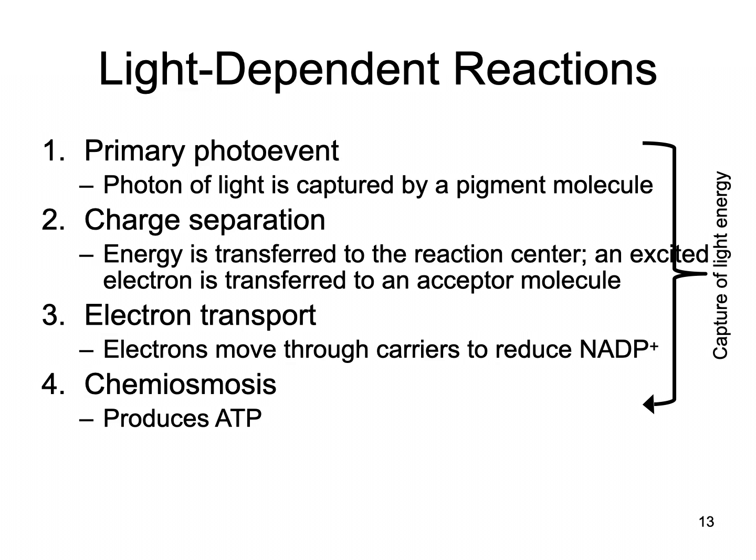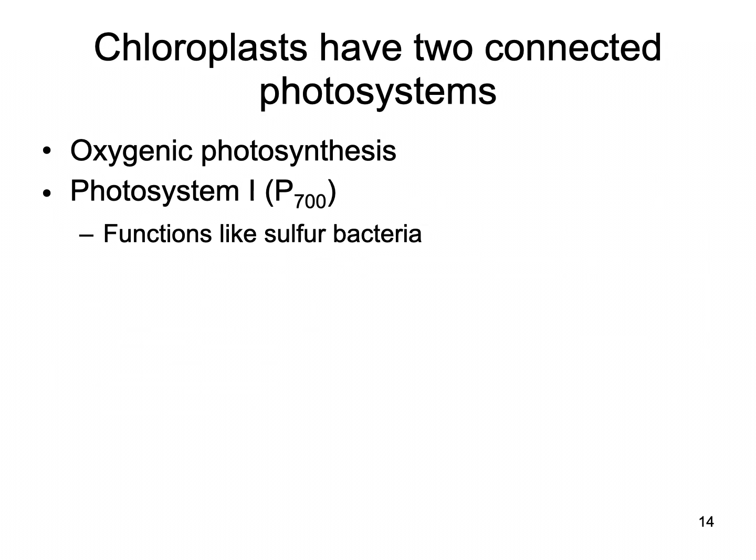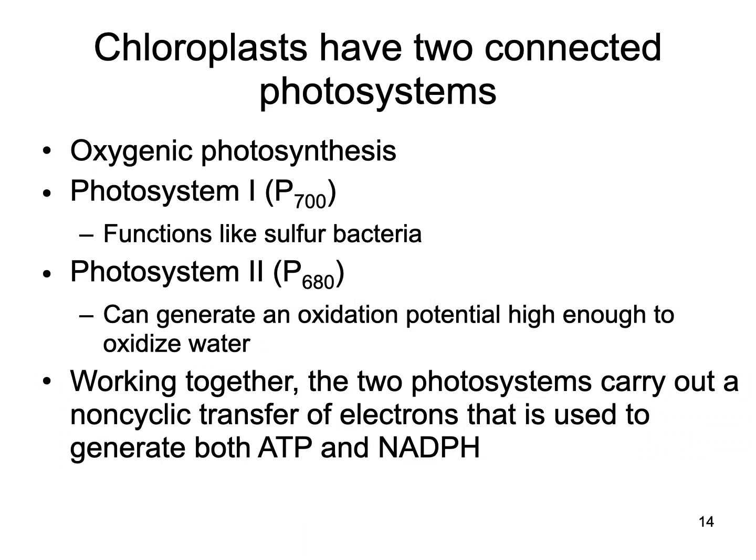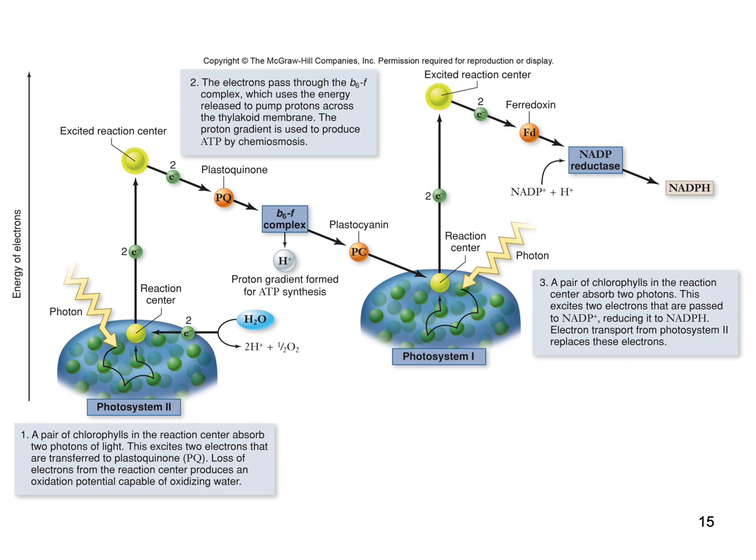that's ATP synthase. Okay, chloroplasts have two connected photosystems, one that functions a lot like sulfur bacteria, and a second one that functions to generate enough potential to oxidize water, to take electrons away from water. So working together, these photosystems carry out the movement of electrons that are going to generate ATP and NADPH in the light reactions. So here you see them.